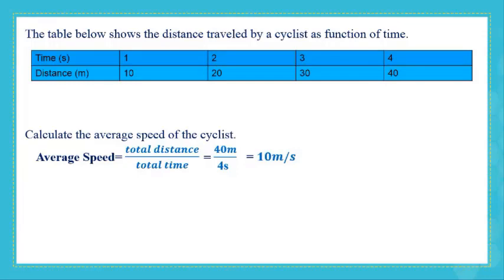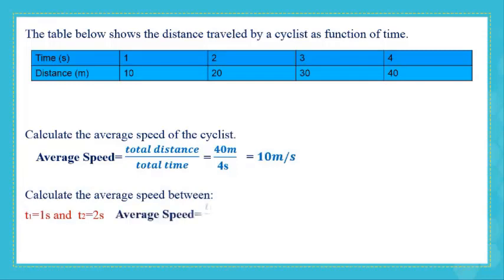Let's calculate the average speed between time 1, 1 second, and time 2, 2 seconds. By applying the formula, average speed is equal to total distance divided by total time. What is the total distance covered between 1 and 2 seconds? At time 1 second, the cyclist is at distance 10 meters. At time 2 seconds, he reached a distance of 20 meters.